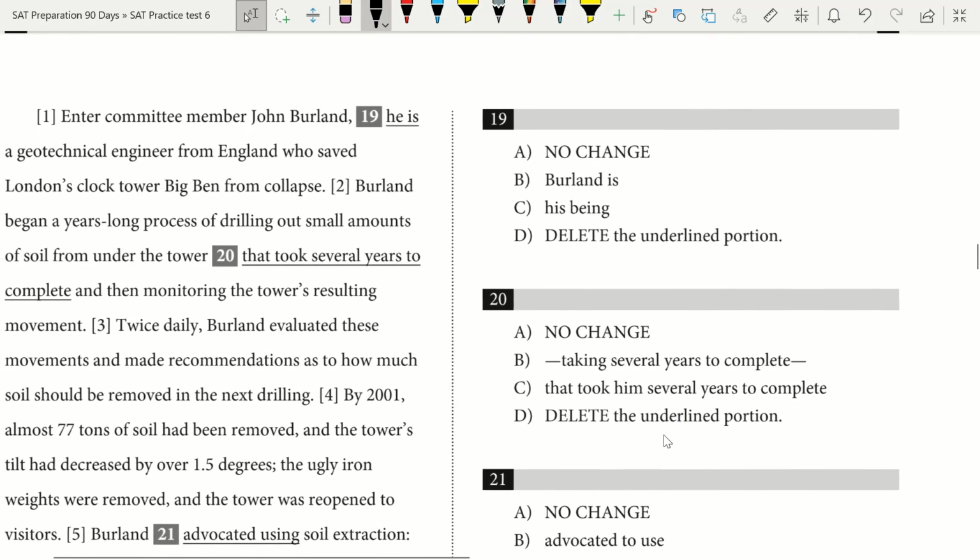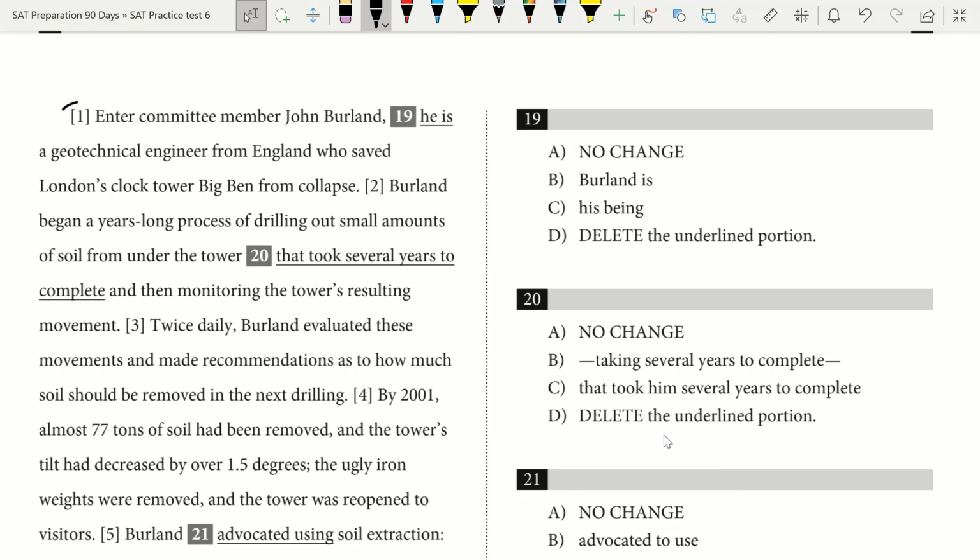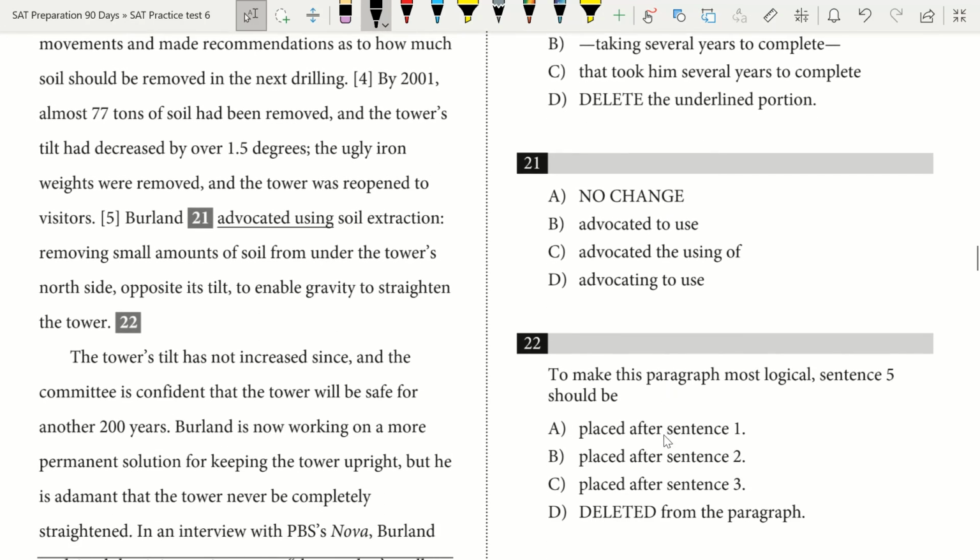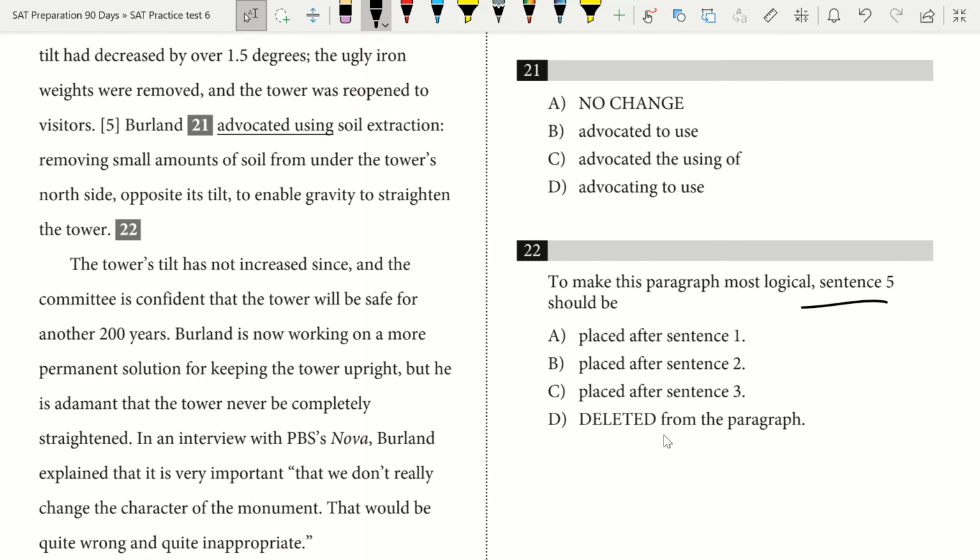Okay, 19. I see I have a 1 up front, which means I'm going to go find whatever sentence I'm asked to place and read that first. Okay, so to make the paragraph most logical, sentence 5 should be placed where? I see sentence 5 says Berland, and I go ahead and answer it, right? I answer this as I read through. Berland advocated using soil extraction, removing small amounts of soil from under the tower's north side opposite its tilt to enable gravity to straighten the tower.